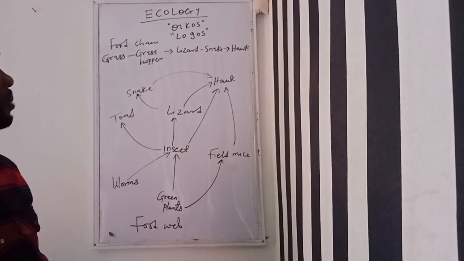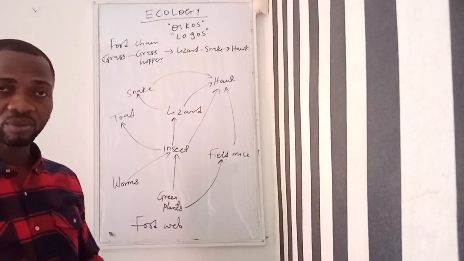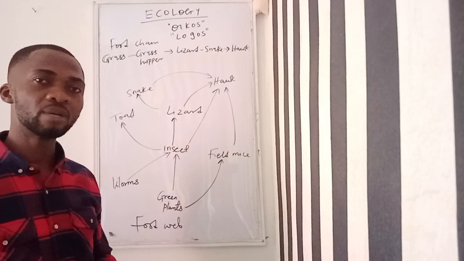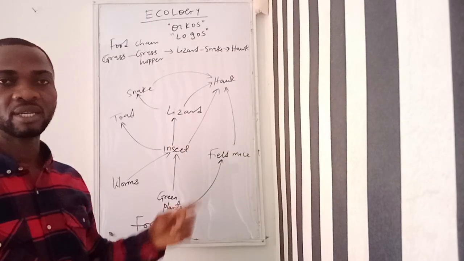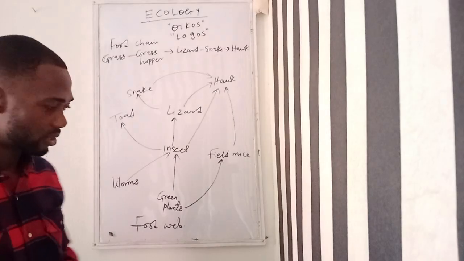The person who coined this name is a man called Haeckel, many years ago, who first coined the name ecology and termed it the study of the dwelling place of an organism.